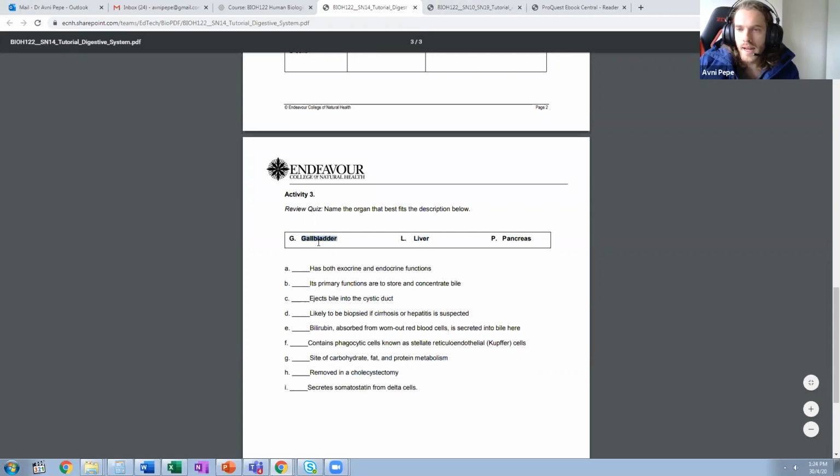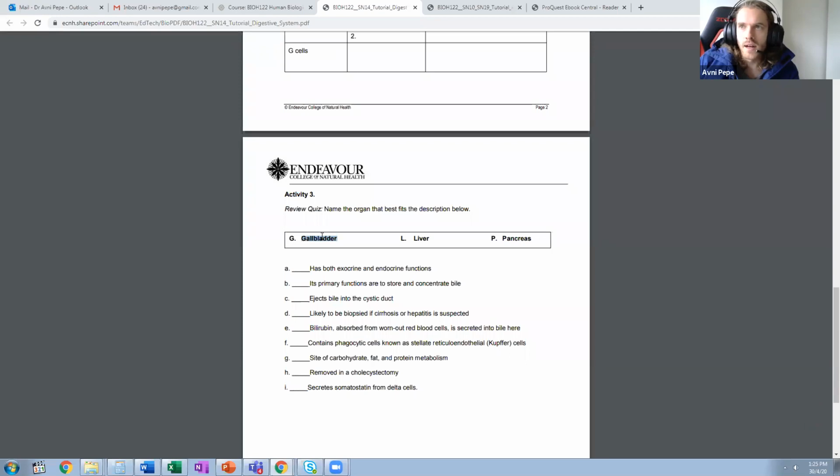So some people get gallstones, particularly the elderly. And what happens is the gallstones can cause a lot of pain. They can block the movement of the bile. And so some people can either get the ducts removed or can get the whole gallbladder removed through this cholecystectomy. So that's G. And secretes somatostatin from delta cells.